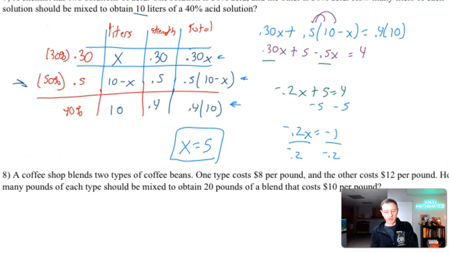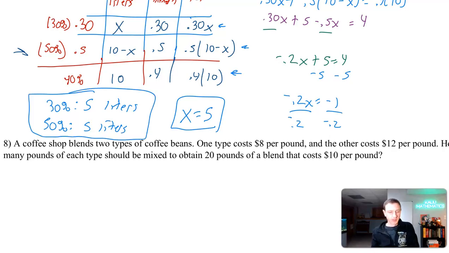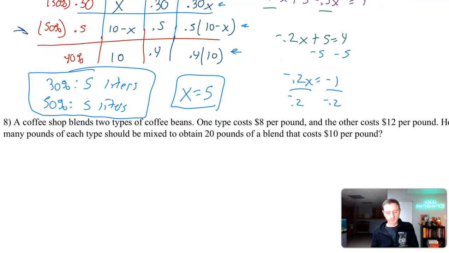The question wants to know how many liters of each. So if x equals 5, my 30% solution is 5 liters, because that was my x value. Then that means my 50% solution is also 5 liters, because it was 10 minus 5. So that's also going to be 5 liters. So since we got 5, it's 5 and 5 for both. Kind of a weird answer there, but it's still an answer.